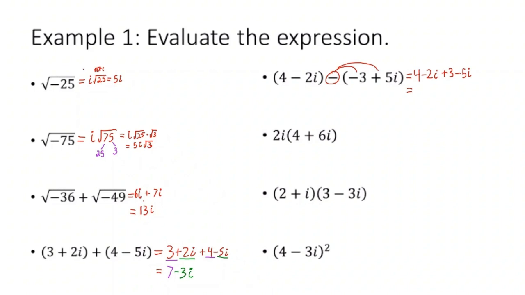And just like before, we'll collect our like terms. 4 plus 3 is 7, negative 2i minus 5i is negative 7i. So (4 minus 2i) minus (negative 3 plus 5i) equals 7 minus 7i. In the next few examples, we're going to take a look at multiplication.